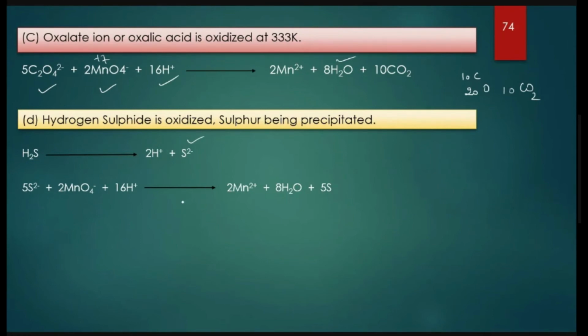This sulfide now gets converted into neutral sulfur. So here also 16 hydrogen ions are there, and again 8 oxygen atoms are available. This leads to the formation of 8 H2O, and just like the previous reactions, here also Mn goes from +7 to +2, undergoing a reduction reaction. Then 5 S 2 minus will get converted into 5 S. So this is neutral sulfur, which will get precipitated.